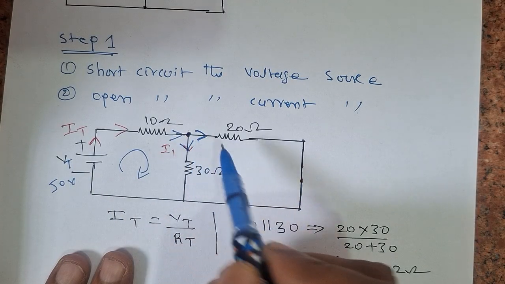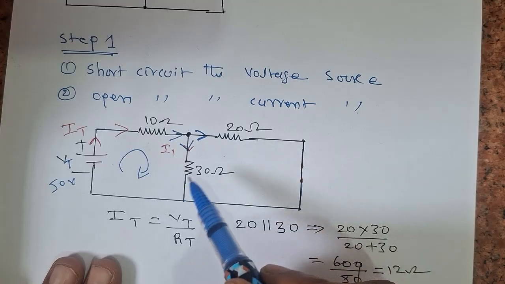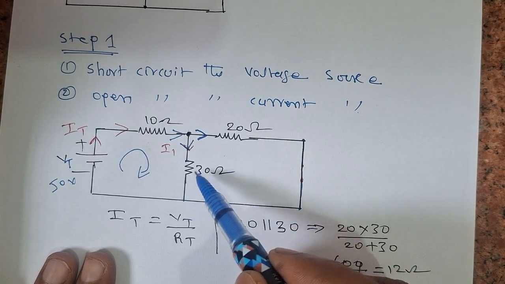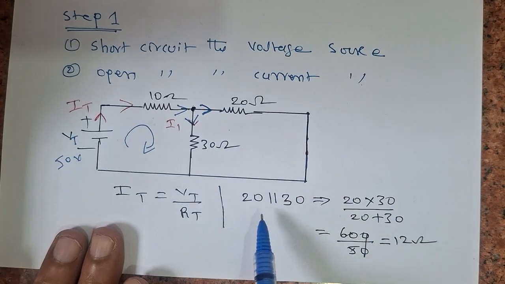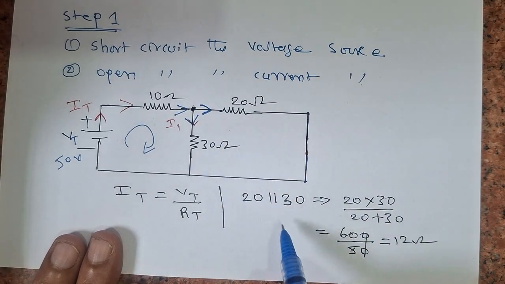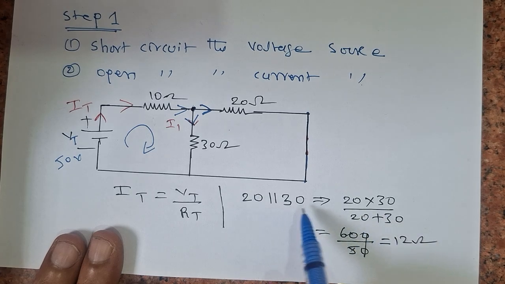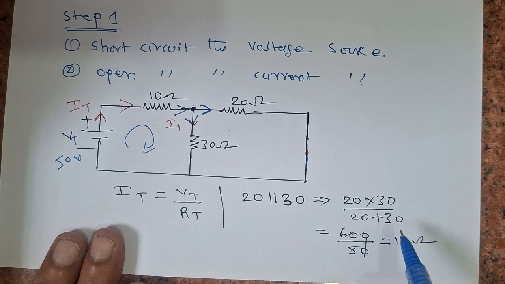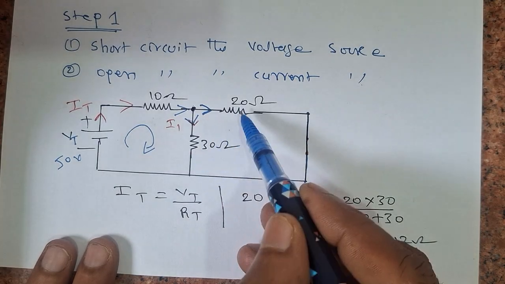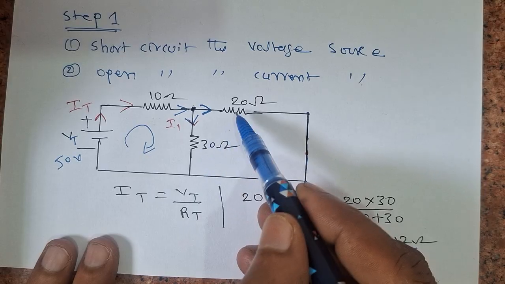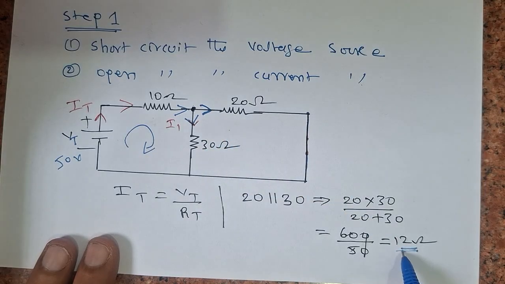Here the current is dividing. Therefore, these two are parallel, so the total resistance is equal to the product of the two resistances divided by the sum of the two resistances. Therefore, 20 ohms parallel to 30 ohms is equal to 20 into 30 divided by 20 plus 30. 20 into 30 is 600 divided by 50. The zero can cancel, so 60 by 5 is nothing but 12 ohms. This resultant parallel resistance is 12 ohms.